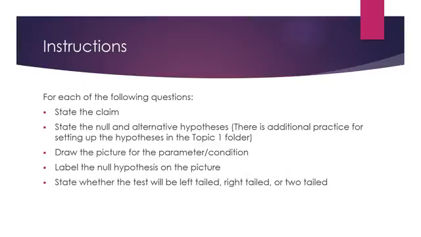So for each of the questions, we're going to state the claim, the null and the alternative hypotheses, and then draw a picture for whatever our parameter is. We're also going to label the null hypothesis on the picture and state whether the test will be left-tailed, right-tailed, or two-tailed. And this is actually all of the parts for step 1 in hypothesis testing. But if you watch the other video, I did mention that step 1 is definitely the lengthiest step for hypothesis testing.